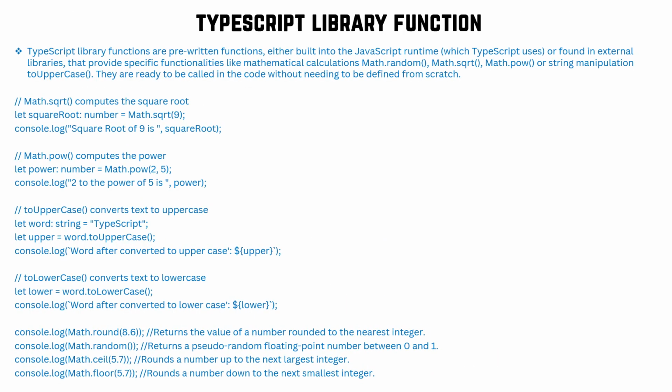Then you can have the library functions, where there are math functions available here. There are a lot in Math, right? We can have functions like square root, min, max, pow. We can also use toUpperCase, toLowerCase. We can have rounding, random, ceiling, floor. So these are the different library functions available. TypeScript library functions are nothing but pre-written functions, either built into the JavaScript runtime, which TypeScript can use easily, or found in some external library.